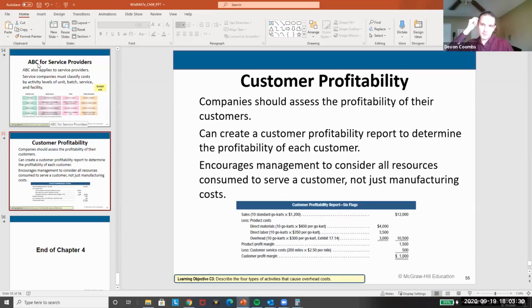So this customer profitability analysis is really helpful, and we can only really do it based off this activity-based costing methodology. And so it encourages management to consider all resources consumed to serve a customer, so we can determine the actual cost of the good, so we can figure out our profit margin. And then it helps us determine, like we talked about with the go-karts, should we sell a custom go-kart or should we sell a standard go-kart?